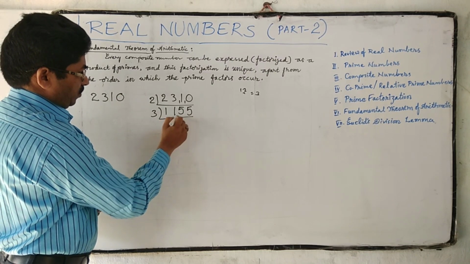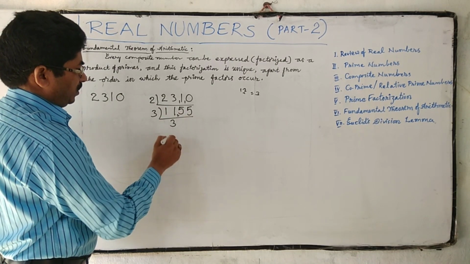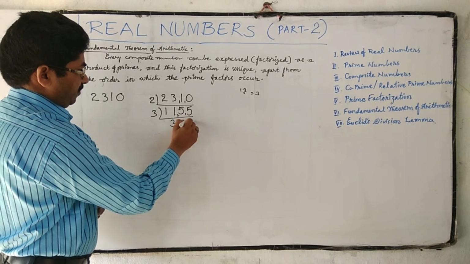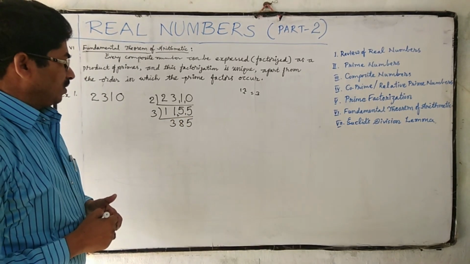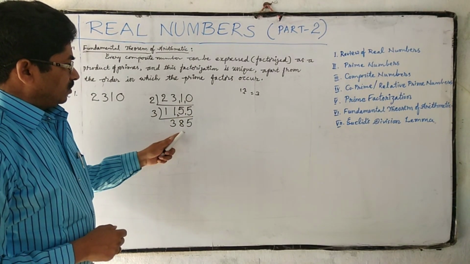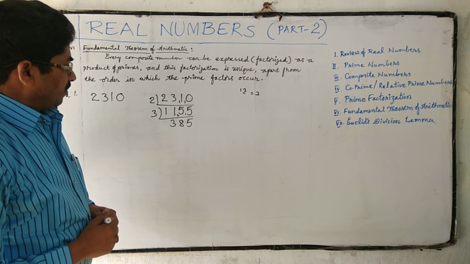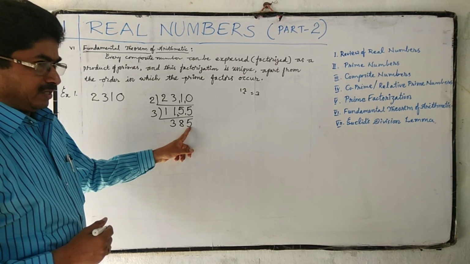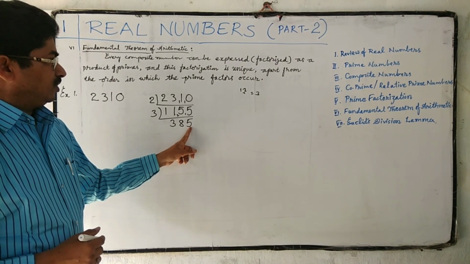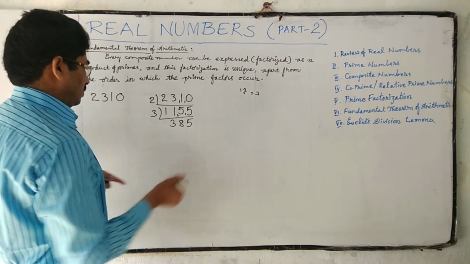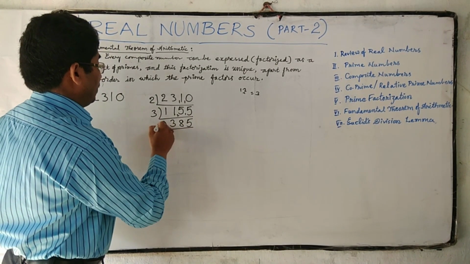3 3s are 9, 2 remainder, 3 8s are 24, 1 remainder, 3 5s are 15. So now it is not divisible by 3. The last digit is 5. If there is 0 or 5 in the units place, it is divisible by 5. So it is exactly divisible by 5.